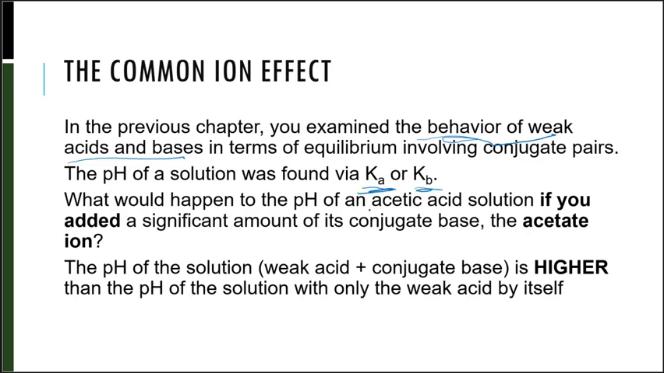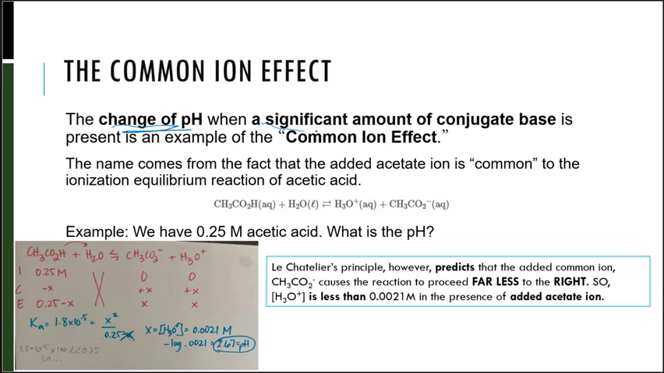But what would happen to the pH of an acetic acid solution if you added a significant amount of its conjugate base, the acetate ion? The pH of the solution, which is now comprised of the weak acid and the conjugate base, is higher than the pH of the solution with only the weak acid by itself. The change of pH when a significant amount of conjugate base is present is an example of the common ion effect. The name comes from the fact that the added acetate ion is common to the ionization equilibrium reached of acetic acid.